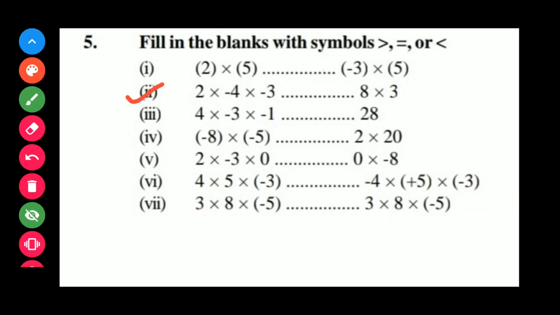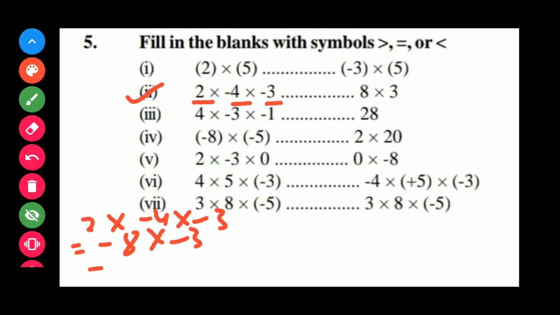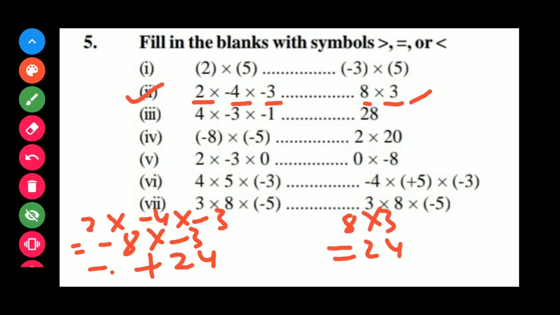Now come to the second part. It is 2 into minus 4 into minus 3. What will happen? 2 times 4, minus 8 into minus 3. So it becomes plus 24. And here is the right hand side. It is also 8 times 3, 8 into 3, that is 24. So both are equal. So you can put here the equal to sign.